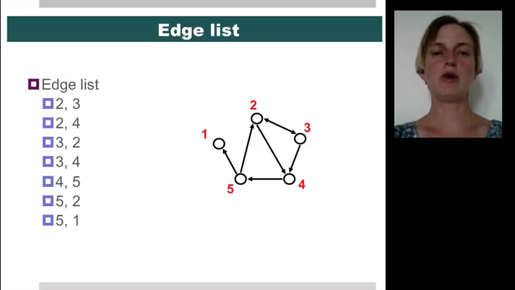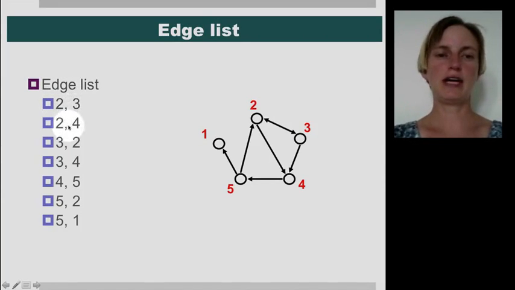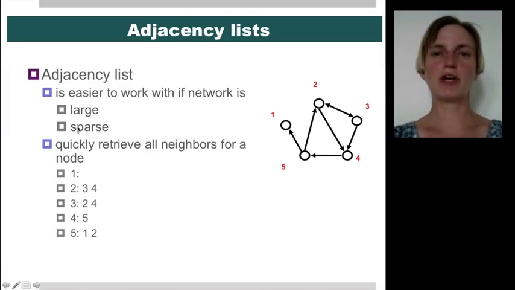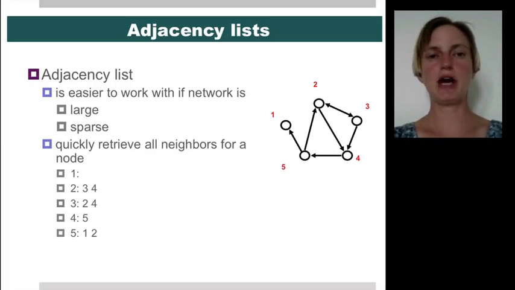We don't have to always use the full adjacency matrix. We can also use the edge list, and it's just a bit shorter. Instead of a bunch of zeros, you just list the things that are there. So 2 has an edge to 3, 2 has an edge to 4, etc. Now you can become even more compact than that. Especially you may want to do this if the network is very large and very sparse.